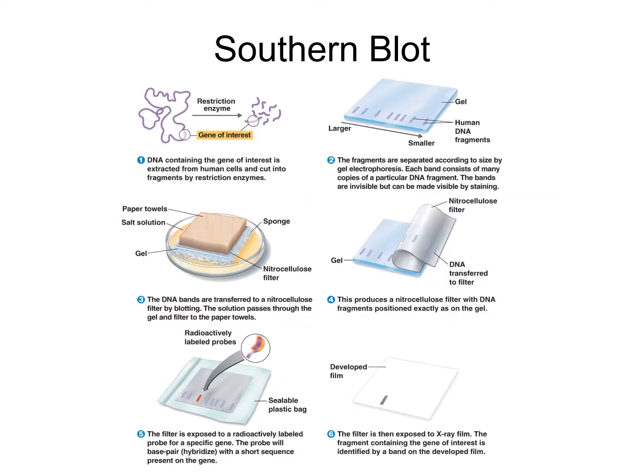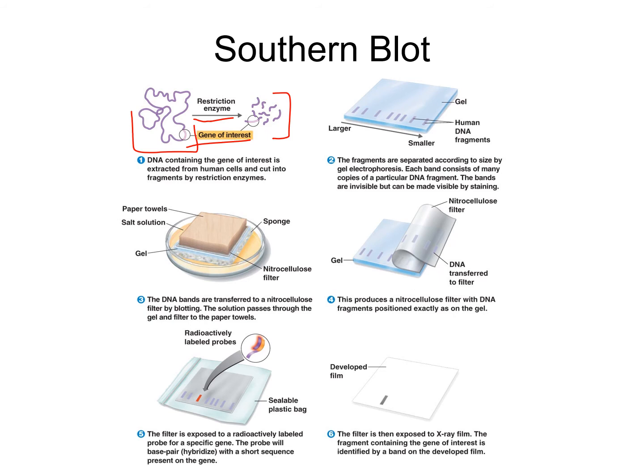This figure goes over the basic process of how to perform a Southern blot. The first thing is you have the sample of DNA you want to test for the presence of the gene of interest. So this could be a person who decides they want to be tested to see if they have BRCA1. First thing, that DNA would be cut by restriction enzymes into different fragments.